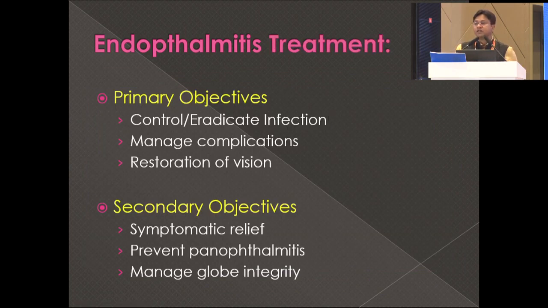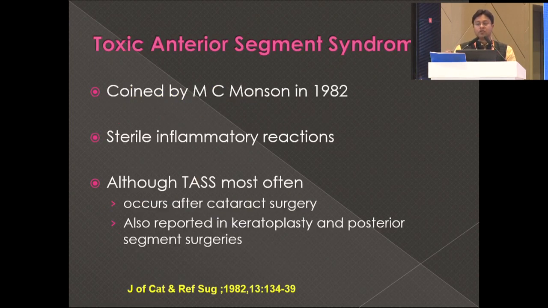As far as treatment is concerned, there are many aims and objectives. Our future speakers will tell them, but the primary objective for any treatment of endophthalmitis is to control or eradicate the infection, manage the complications and restore the vision, and the secondary objective is to save the globe or relieve symptoms. Now coming to TASS.